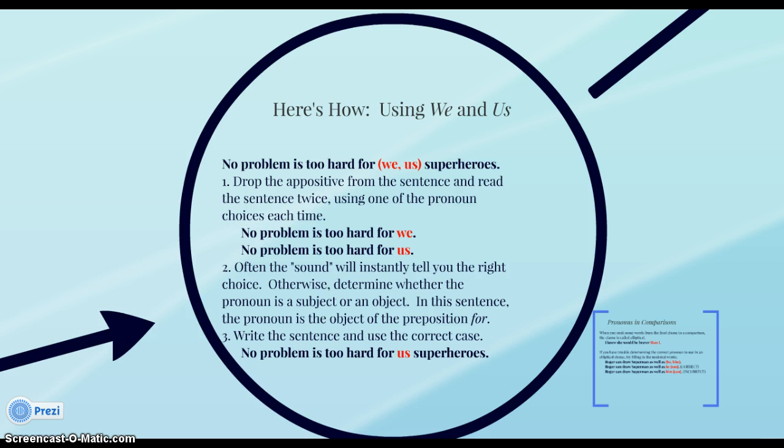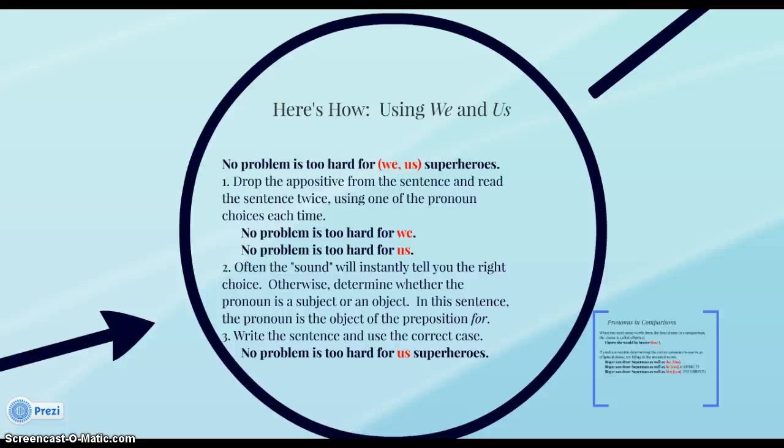How do you figure out which one to use? Do we use we or should we use us? Let's take this sentence as an example. No problem is too hard for we or us superheroes. Step 1. Drop the appositive from the sentence and read the sentence twice, using one of the pronoun choices each time. No problem is too hard for we. No problem is too hard for us. Often the sound will tell you right away which one is the correct choice.